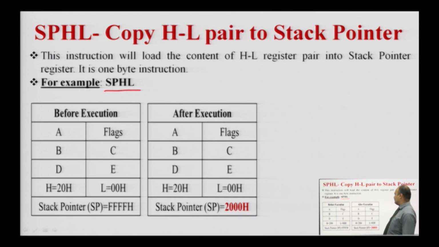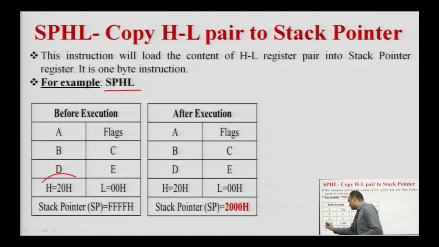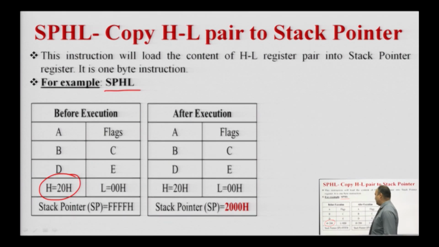Before the execution of this instruction, the content of the H register is 20H and the L register is 00H. This is the case before the execution of the instruction, and the stack pointer SP has the value FFFFH. So, before the execution of the instruction SPHL, H is 20H, L is 00H, and the stack pointer is FFFFH.